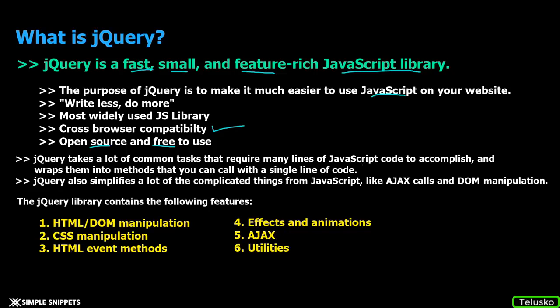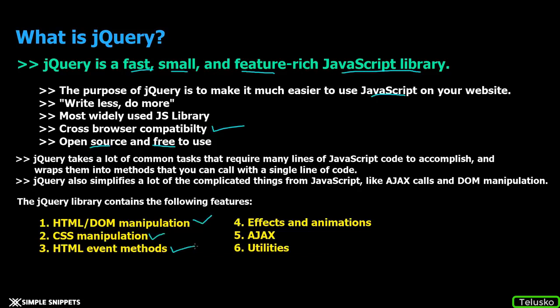And jQuery also simplifies a lot of complicated things from JavaScript like AJAX calls and DOM manipulations. So the primary features that the jQuery library contains are HTML DOM manipulations. We've been doing document object model manipulations from JavaScript also using document.getElementById, right? So we used to access the HTML elements and perform operations on them. jQuery also helps us do that, but in a much simpler way by using methods directly. Then we have CSS manipulations.